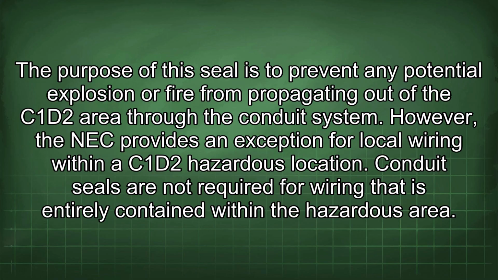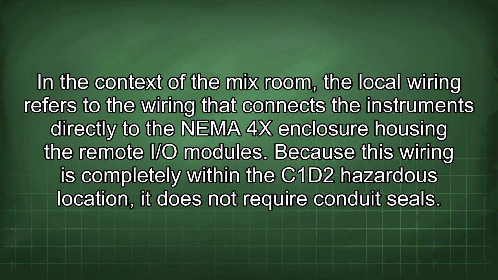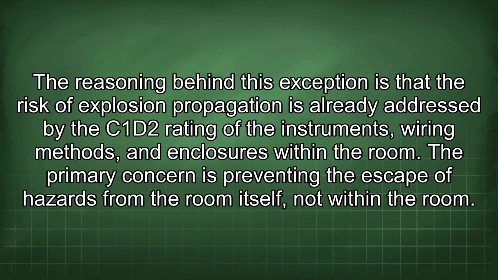Conduit seals are not required for wiring that is entirely contained within the hazardous area. In the context of the mixed room, the local wiring refers to the wiring that connects the instruments directly to the M4X enclosure housing the remote I/O modules. Because this wiring is completely within the Class 1 Division 2 hazardous location, it does not require conduit seals. The reasoning behind this exception is that the risk of explosion propagation is already addressed by the Class 1 Division 2 rating of the instruments, wiring methods, and enclosures within the room. The primary concern is preventing the escape of hazards from the room itself, not within the room.